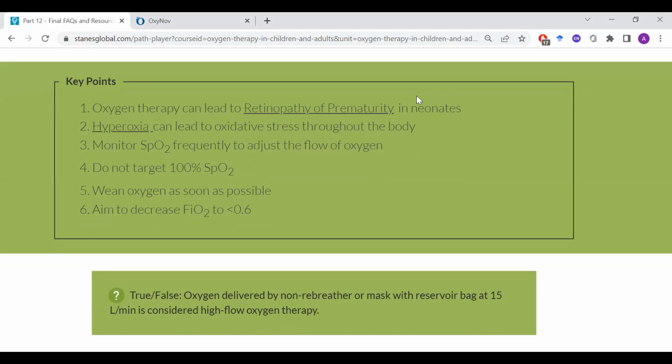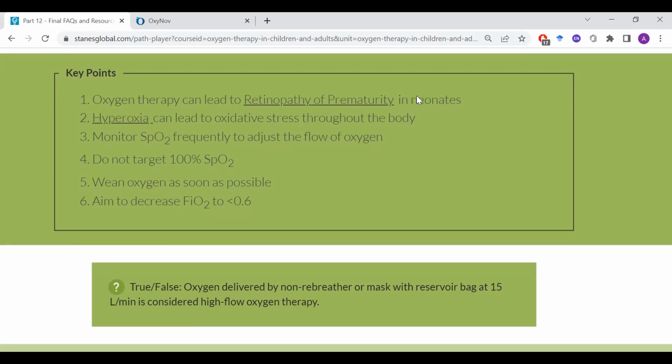We've said our target: if you can have patients saturating between 92 and 94%, that is adequate. Use that as a guide to keep titrating the oxygen downwards. Wean oxygen as soon as possible and aim to decrease the FiO2 to less than 0.6.